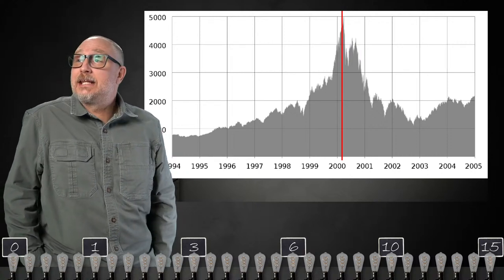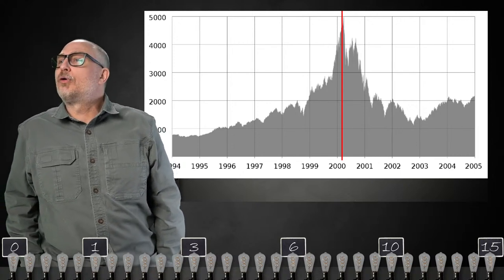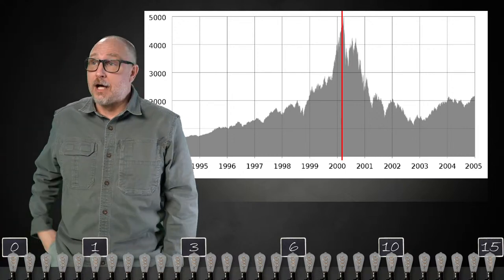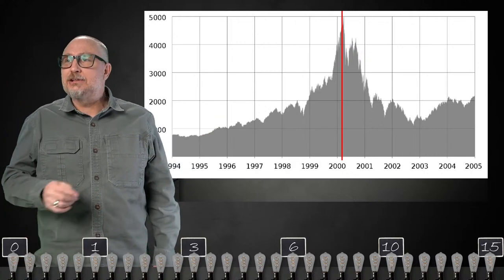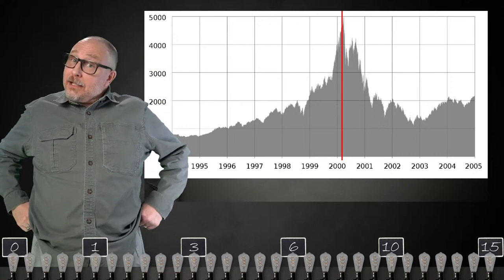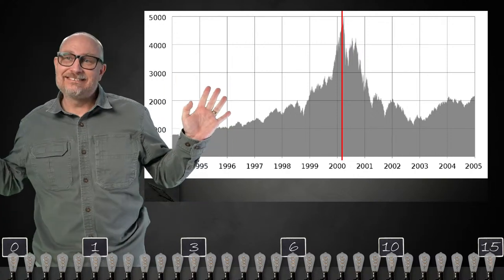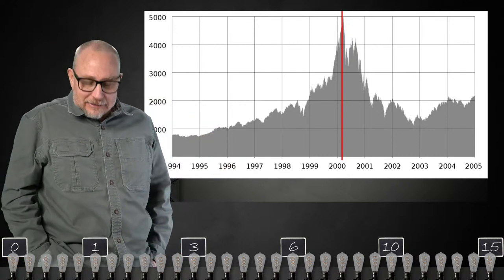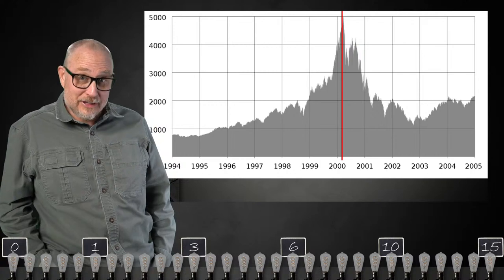This is the stock price of Intel Corporation between 1994 and 2005. It hasn't really changed much in the last 20 years from what you see right now. If you pulled up the stock price of Intel today, it's more or less what you'd see toward the end. Now, you might think that that red line marks when it was at its height. And it sort of does. But that's not what the red line marks, my friends. That red line marks the day I was hired with Intel.